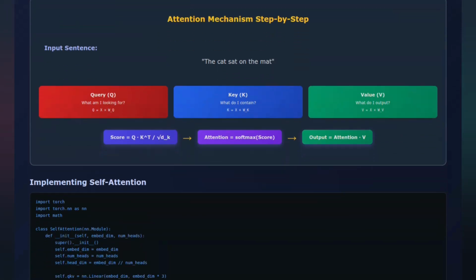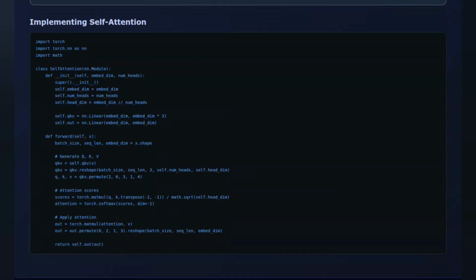The implementation shows this clearly. Notice we do this with multiple heads, typically 8 or 16. Each head can learn to attend to different types of relationships. One head might focus on syntax, subject-verb relationships, another on semantics, related concepts, another on long-range dependencies, pronouns to their antecedents. Together, they create a rich, nuanced understanding of the text.